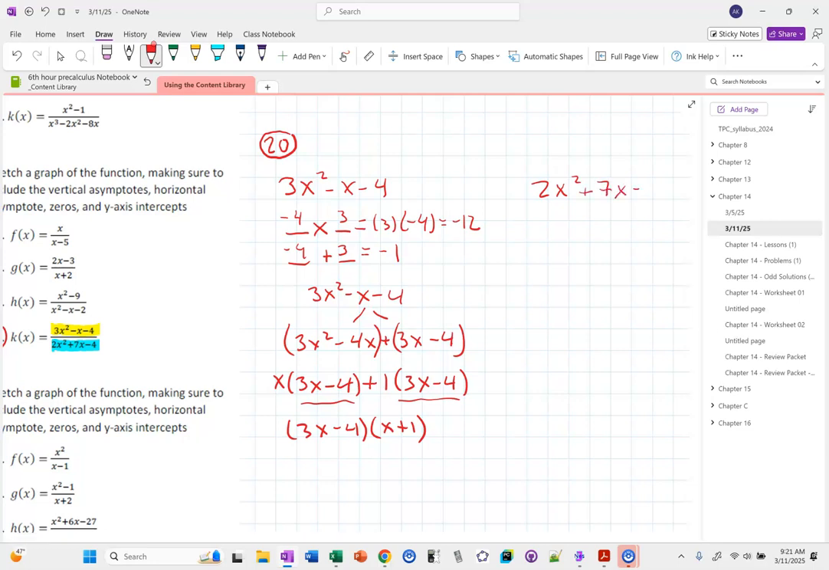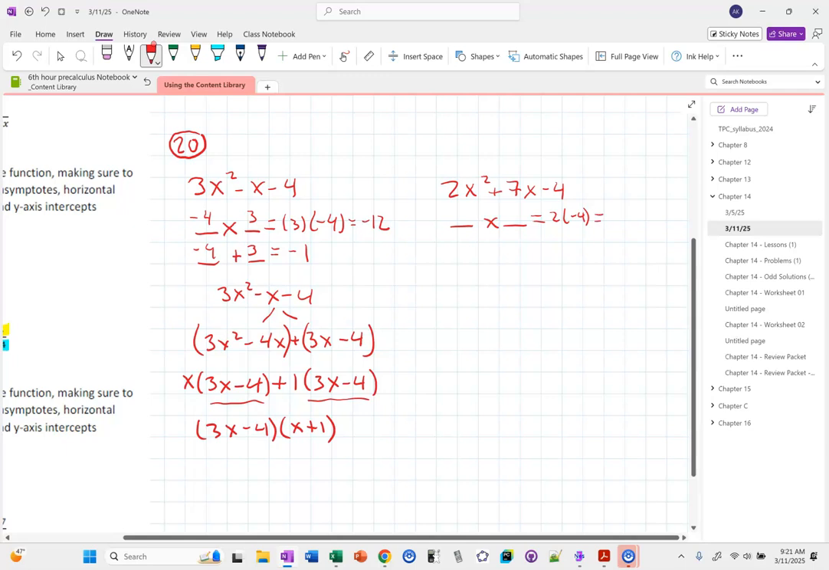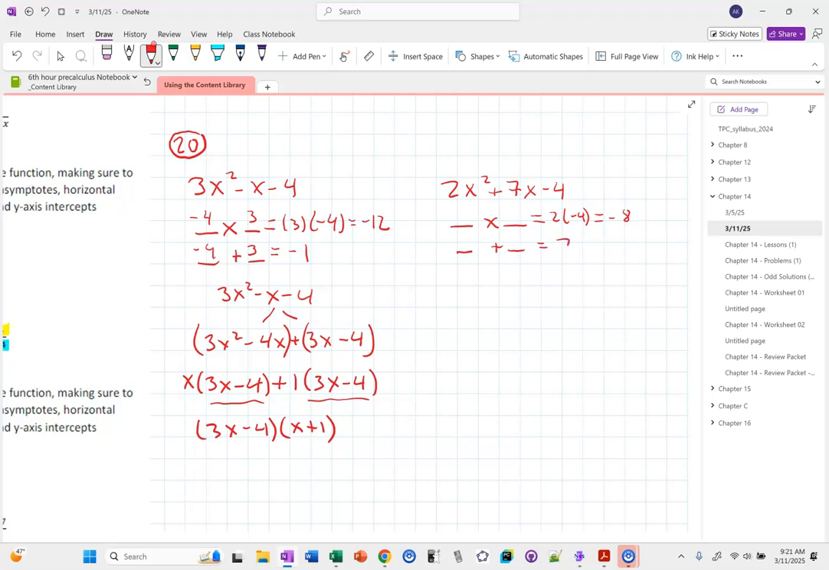And then, unfortunately, it looks like we're going to be doing the same thing now for the denominator. Multiplies to give us -8 and adds to give us +7. What do we got there? 8 and negative 1. Yes, very good.